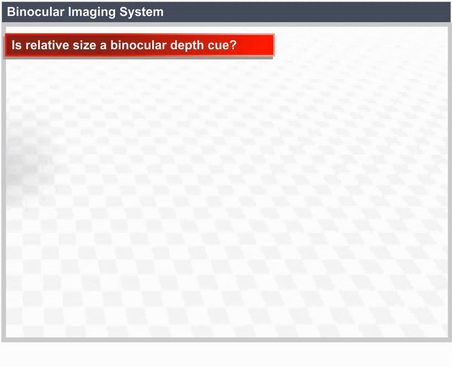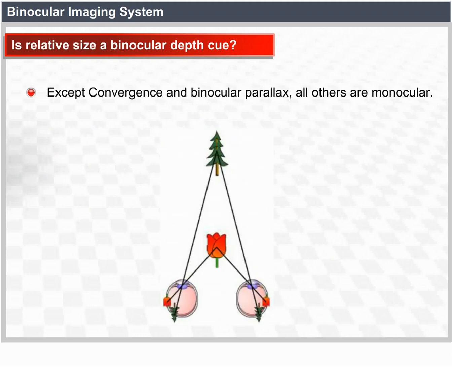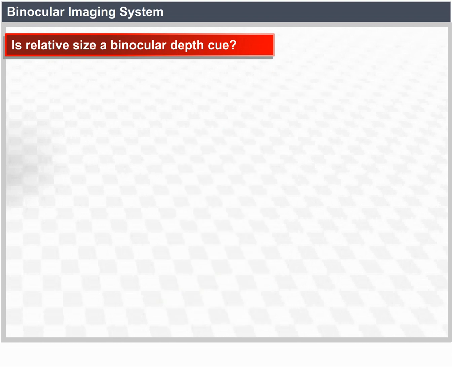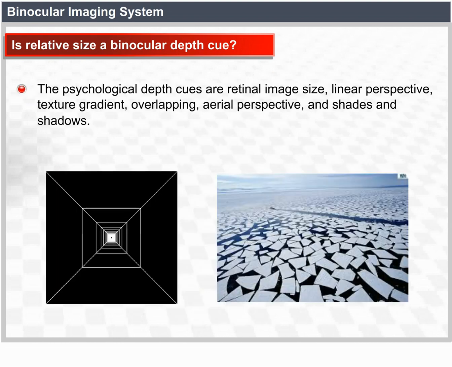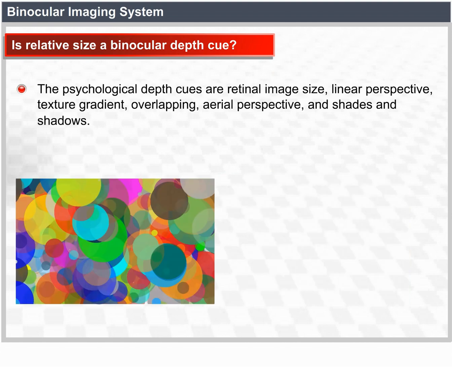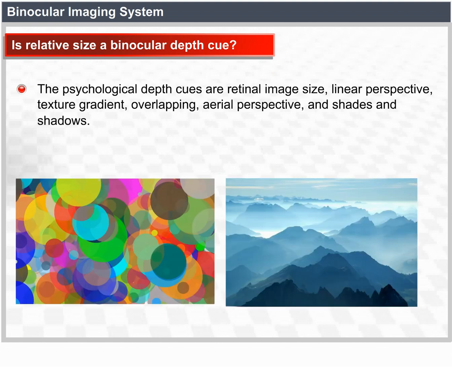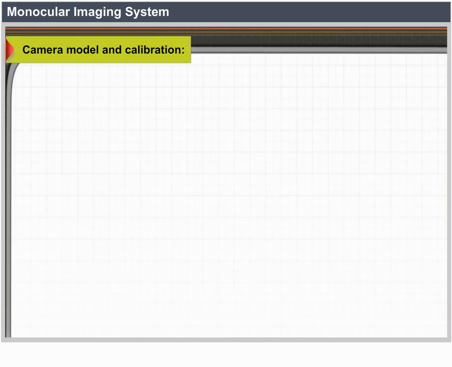Is relative size a binocular depth cue? Convergence and binocular parallax are the only binocular depth cues. All others are monocular. The psychological depth cues are retinal image size, linear perspective, texture gradient, overlapping, area perspective, and shades and shadows. Camera model and calibration.